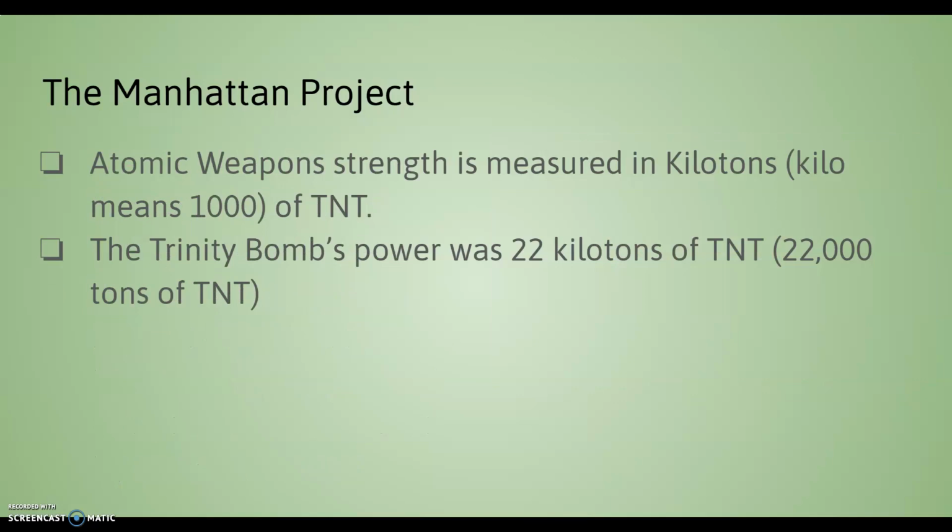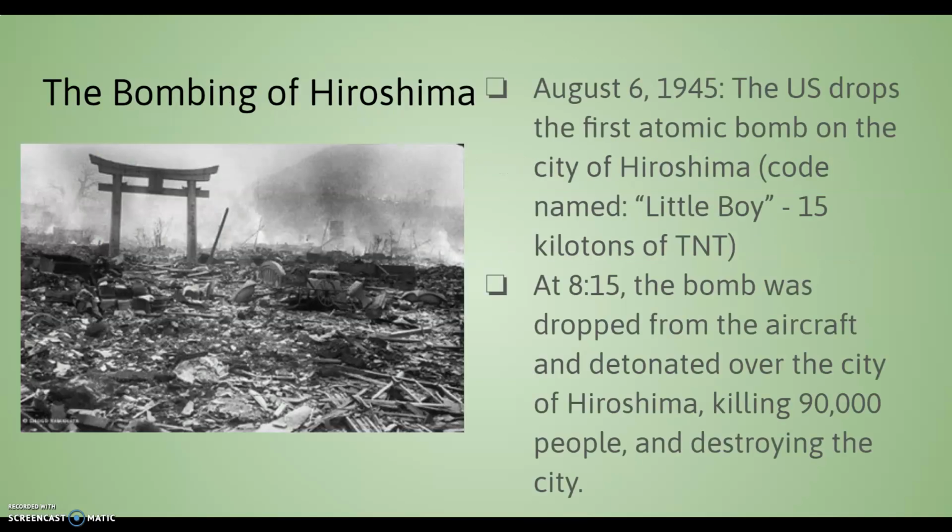A couple of facts about atomic weapons is that their strength is typically measured in what we call kilotons of TNT, right? Dynamite. A kilo is 1,000. So the Trinity bomb's power was 22 kilotons, which was the equivalent of about 22,000 tons of TNT, which is hugely devastating in just one single weapon, okay?